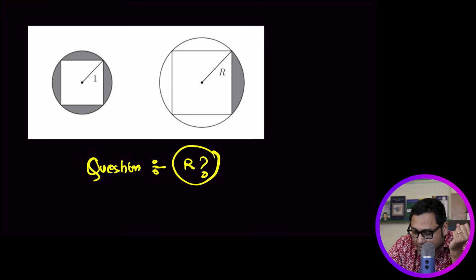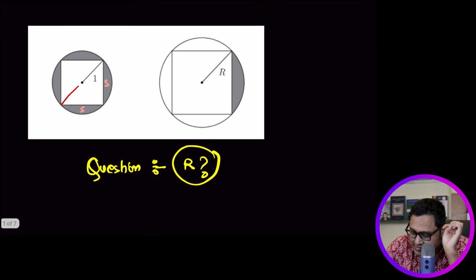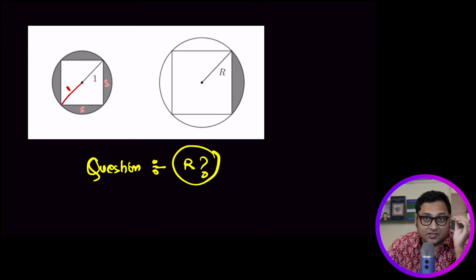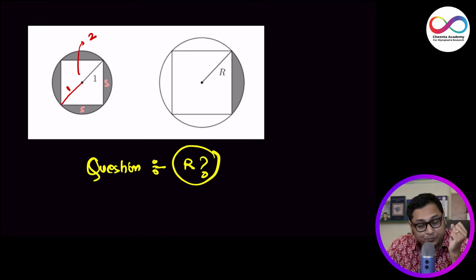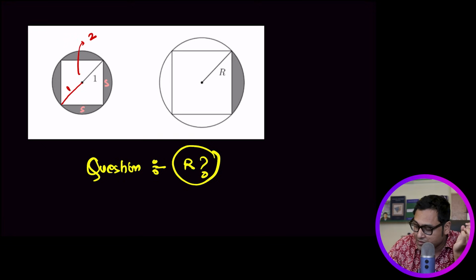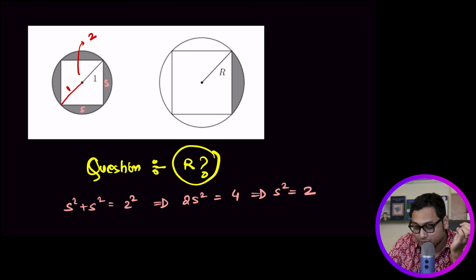So how can I do it? Well, I will assume that the side length of the square is S and S. I will join these 2 points. So this is also 1. It's the radius is 1. So the total thing is 2. The diameter is 2. So now I can use Pythagoras theorem. So I can write s square plus s square equal to 2 square, which means twice of s square equal to 4, which means s square is equal to 2.